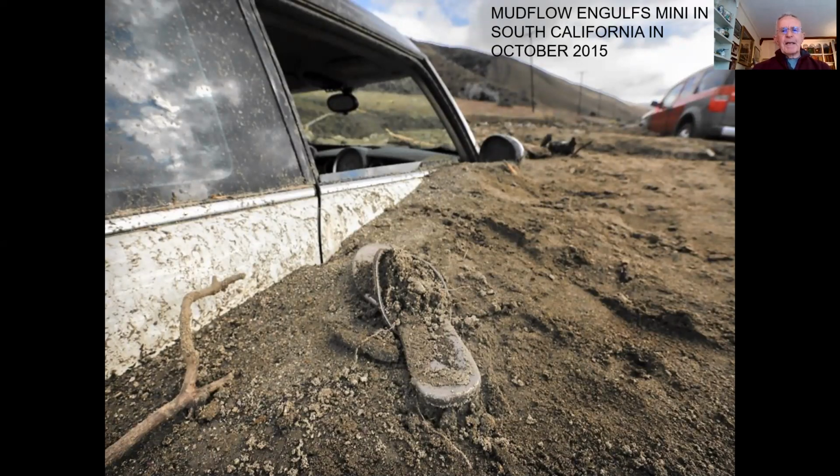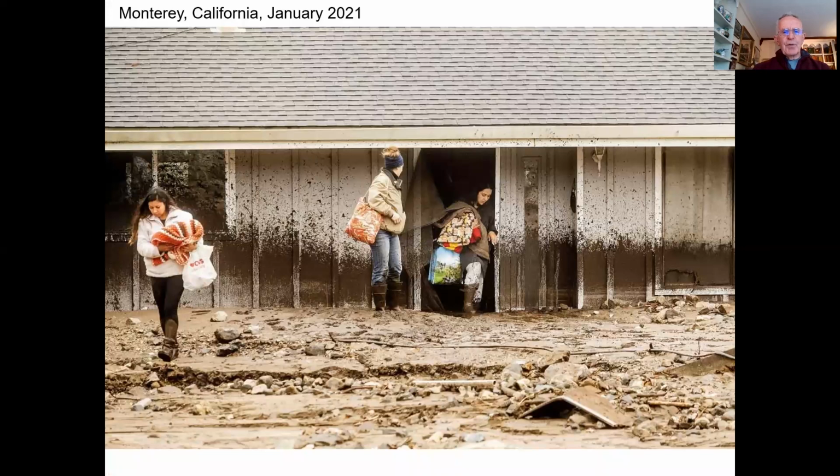So here we have a mini car in South California in October 2015, which was caught in a mudflow. And mudflows really are like ready-mix concrete in terms of their consistency. Lots of sediment, lots of water combined, and they are extremely dangerous, as you can see. And a more up-to-date picture of Montecito in California, showing again the effects that a huge mudflow has had on this particular settlement.